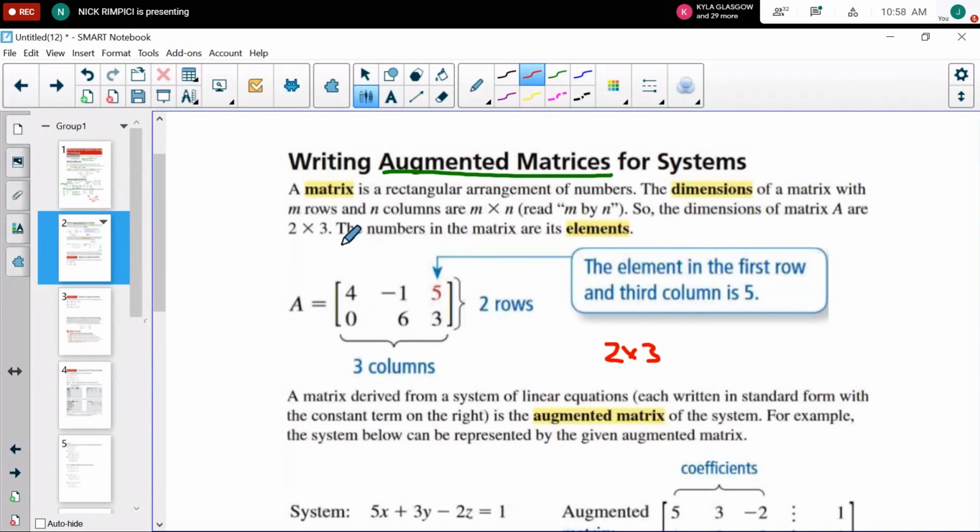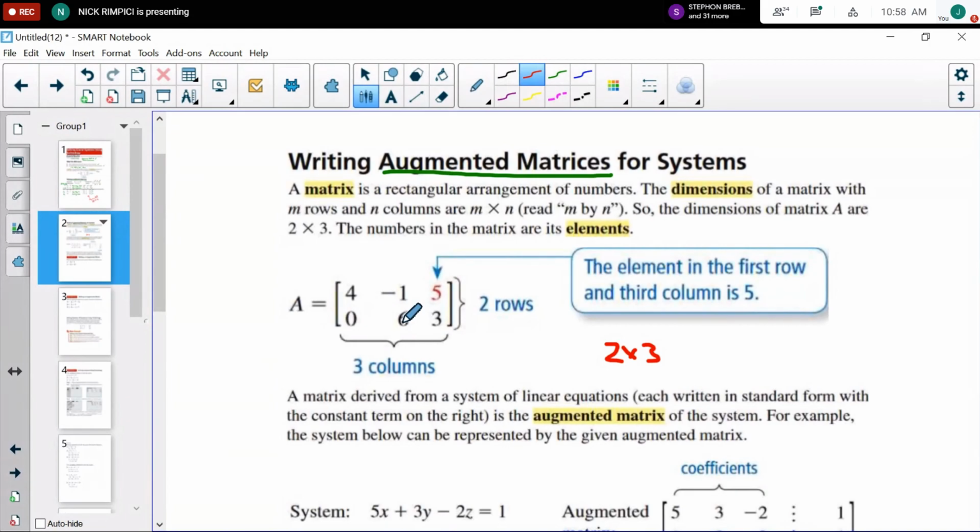If I said second row, third column, second row is down here, third column is here, that would be three. This is just being able to label where each thing is located. I'm not going to be asking you to do that, but it's the way we label each element. So if someone said, please identify the element in the second row, second column, you'd go to the second row and the second column, and the answer would be six. That's just how you label the elements.